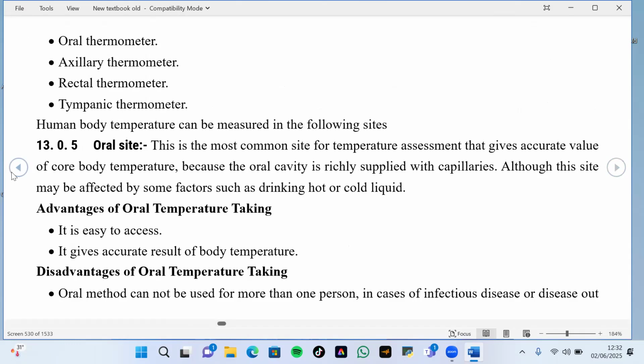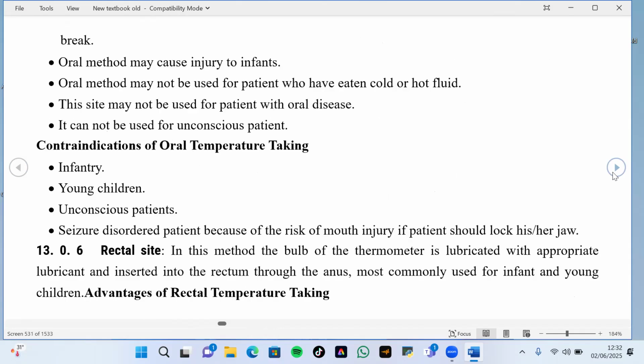What are the advantages of oral temperature taking? It is easy to assess, and it gives accurate result of the body temperature. What are the disadvantages? Oral method cannot be used for more than one person, especially in cases of infectious disease, because it's exposed to the mucosa of the mouth. Oral method might cause injury to the infant. Then oral method may not be used for patients who have eaten cold or hot food, like we said.